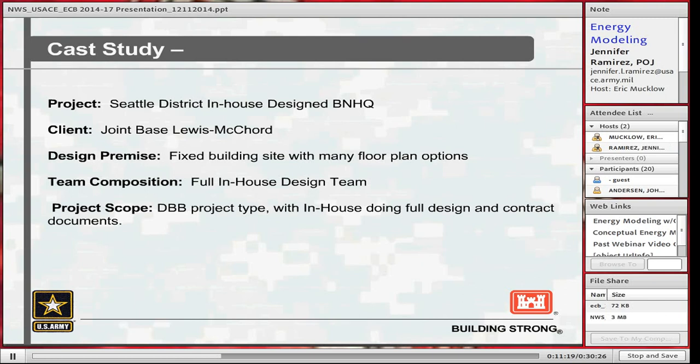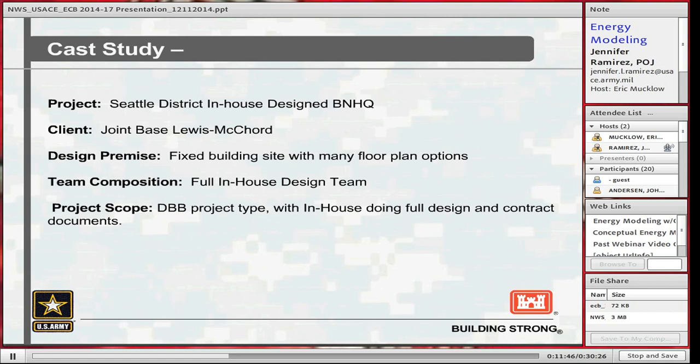Now we're going to be looking at a case study. This case study was done by Seattle District. I was a part of the team, and it was for a battalion headquarters. It's one of the only projects to ever be approved for an energy waiver by the Center of Standardization for Battalion Headquarters. It was based at Joint Base Lewis-McChord, and this initiative was brought by the customer because they were seeking a more energy-efficient design.